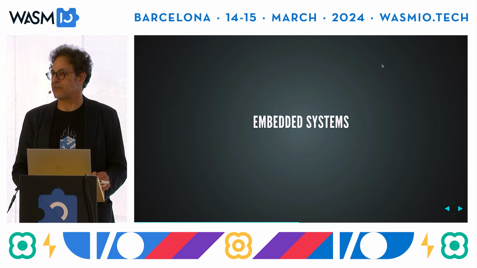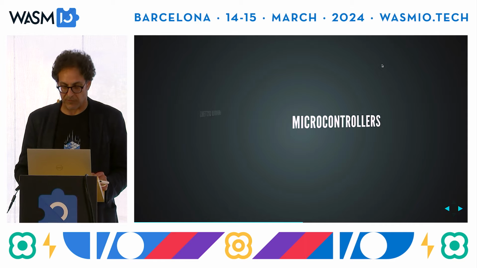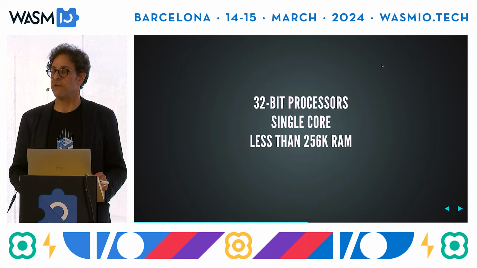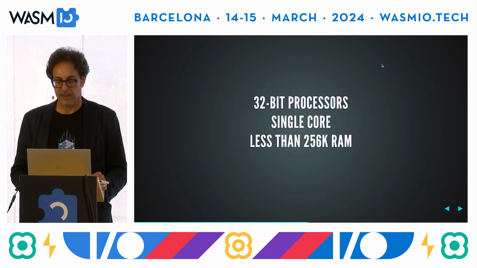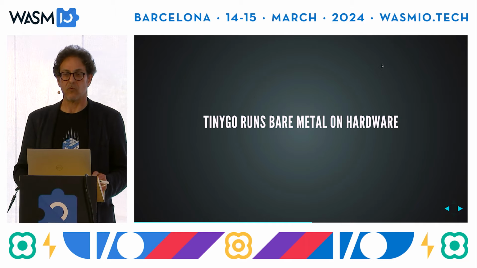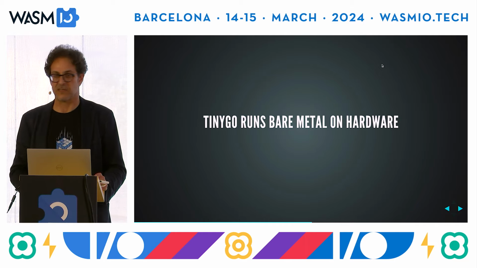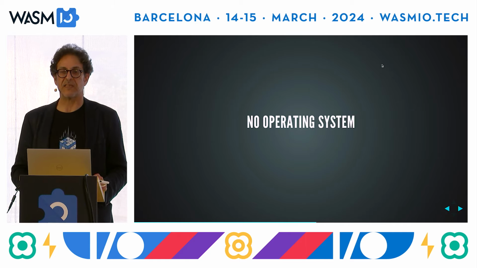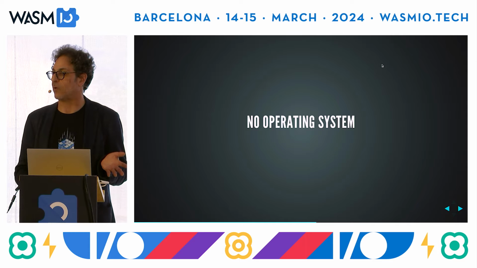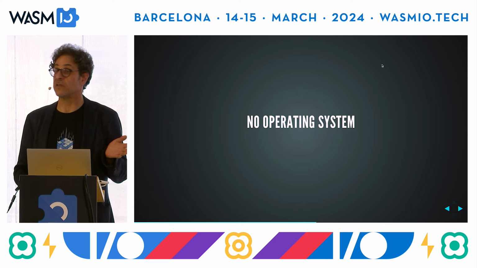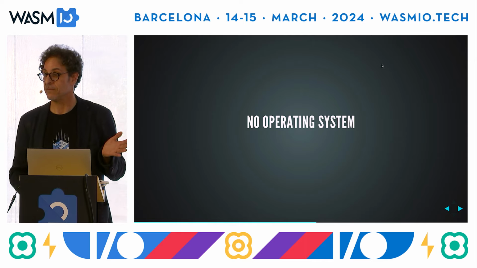So what are embedded systems? Let's give a definition of what is an embedded system. Well, for us, that means microcontrollers, not single board Linux. It means 32-bit processors that have a single core and less than 256K of RAM. That's an embedded system. Otherwise, it's embedded Linux. Right? This is a microcontroller. So TinyGo runs bare metal on hardware. We don't run a real-time operating system, none of that. Everything is bare metal. And we need that because with no operating system, we have all of this available memory for your actual application. Maybe the TinyGo and Go runtimes are the only real-time operating system you will ever need.